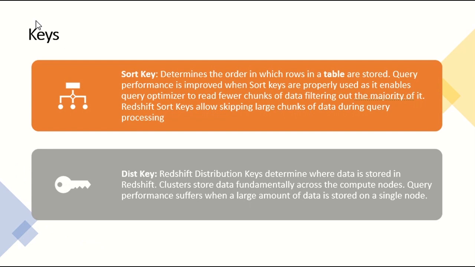Sort key, which determines the order in which the rows in a table are stored. The sort key improves the query performance of Redshift queries. So instead of reading the whole data, it filters out the majority of the data and processes the rest of the details. Let's see the dist key. Dist key is much like a partition key in any database, which distributes the data into different compute nodes of a Redshift cluster. Then the query goes to a particular node and reads the data instead of reading the whole data.